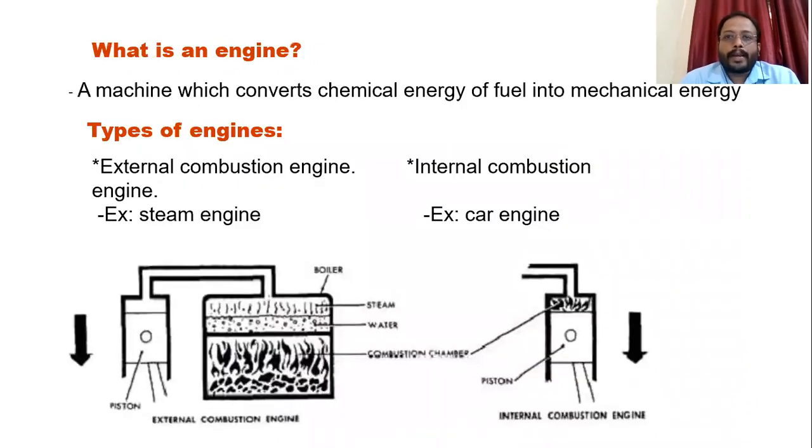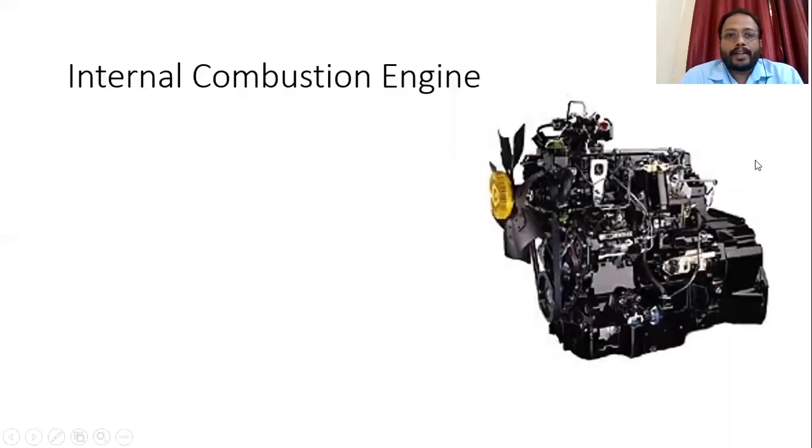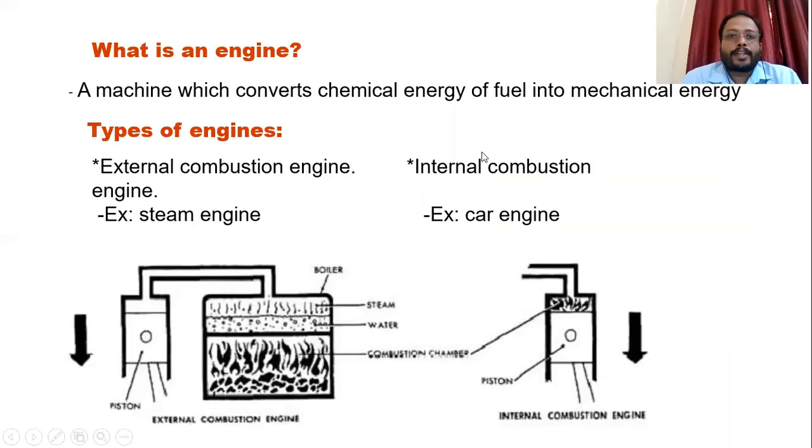And now, what do we mean by engine? So a machine which converts chemical energy of fuel into mechanical energy. So what is the chemical energy here? Here chemical energy is the petrol or diesel and the mechanical energy is the movement of the car. How many types of engines are there? There are two types of engines. One is internal combustion engine and one is external combustion engine.